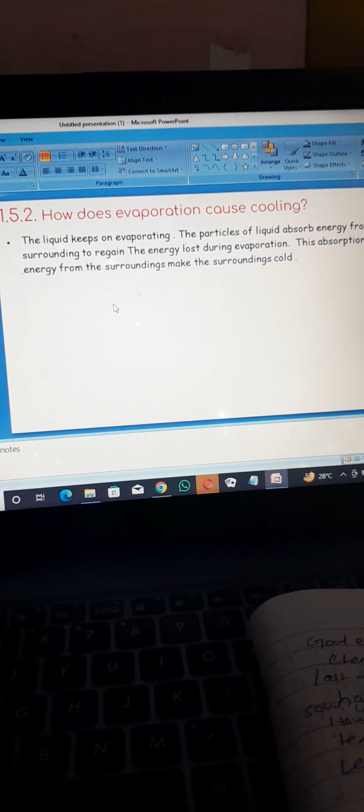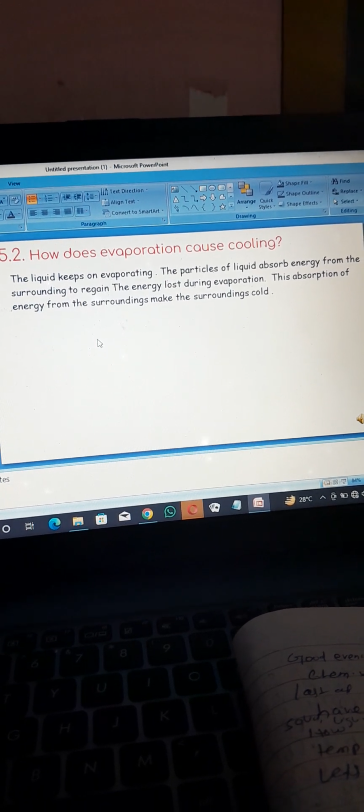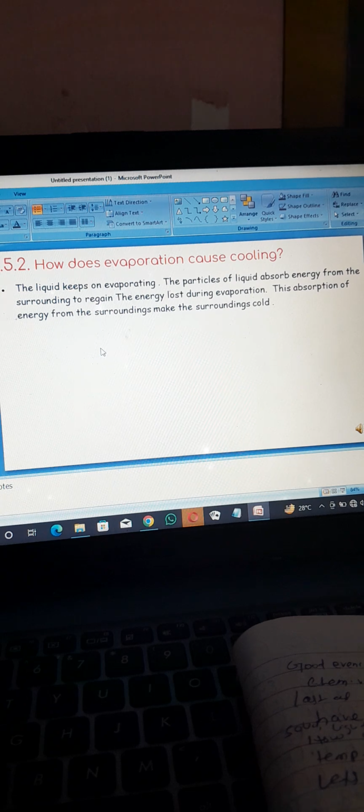Then come to how evaporation causes cooling. The liquid keeps on evaporating. The particles of liquid absorb energy from the surroundings to regain the energy lost during evaporation. Understand what it means? The particles of liquid absorb energy from the surroundings to regain the energy lost during evaporation. This absorption of energy from the surroundings makes the surroundings cool.